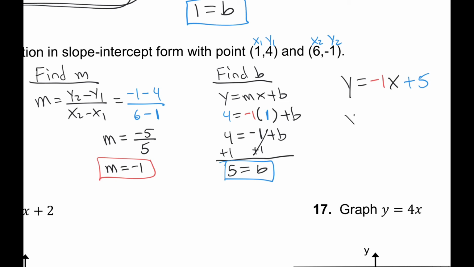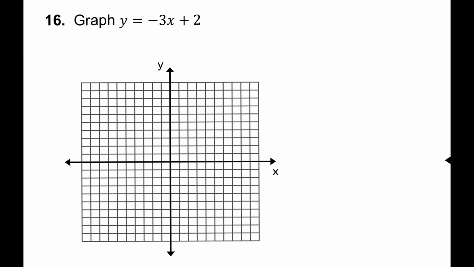So another way you guys can write this down is -x plus 5. And that will be your equation of the line. Number 16 says graph y equals -x plus 2. So y is by itself. That's good. We have the slope-intercept form. Y is by itself, so we can use the slope.